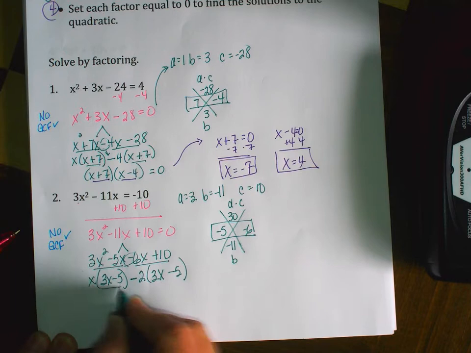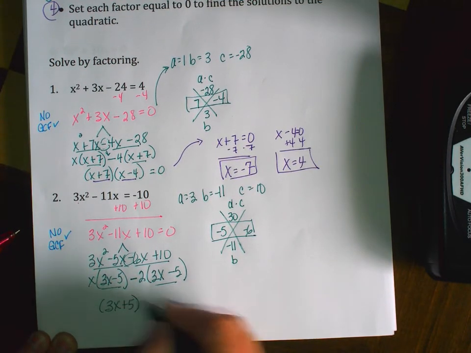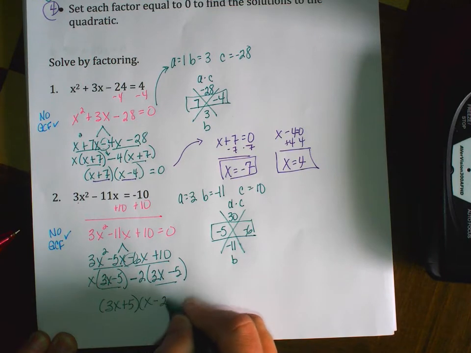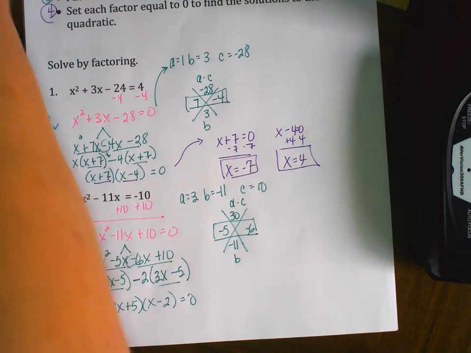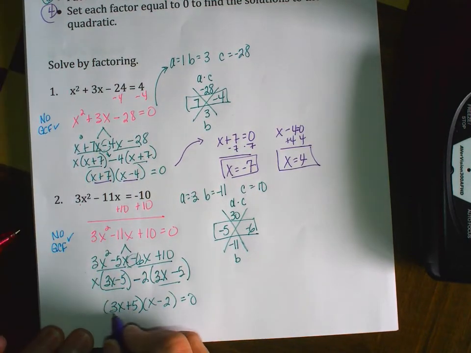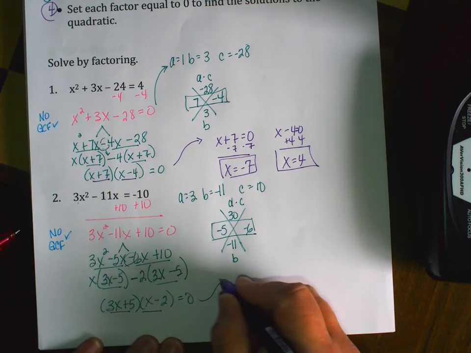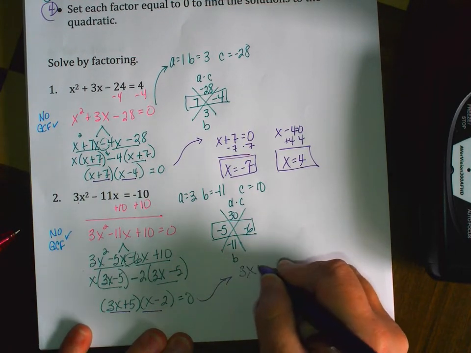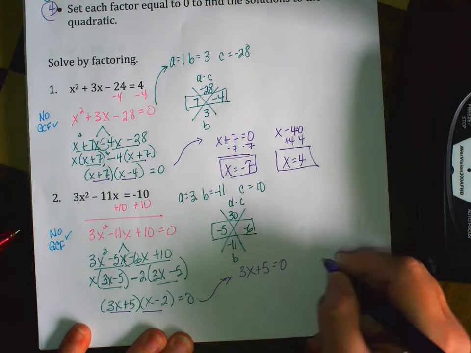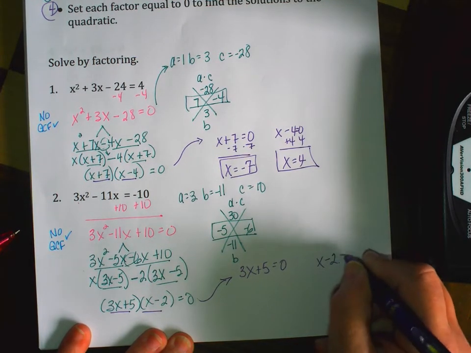I factor out this factor, and then whatever's left goes in my second parentheses. And that's equal to 0. And then the last step is to take each factor and set it equal to 0. So I have 3x plus 5 equals 0, and x minus 2 equals 0.